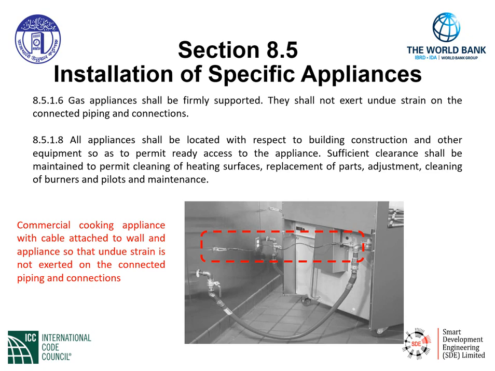Now, the next section I want to bring up is related to what we just stated. In 8.5.1.8, all appliances shall be located with respect to the building construction and other equipment so as to permit ready access to the appliance. We need to get to the appliance for cleaning, maybe for replacement of parts, adjustments, cleaning of the burners, and regular maintenance. The picture that you see below is an example of a commercial cooking appliance.